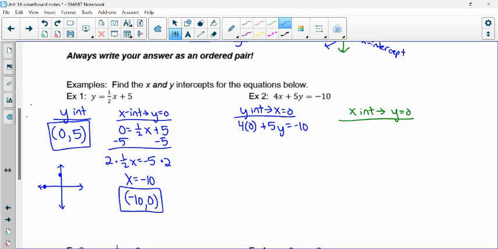4 times 0 is 0. So we get 5y equals -10. And then we divide by 5. So we get y equals -2. Again, that must be written as an ordered pair. We said that the y was -2, so that's our second point in the ordered pair. What x value did we put in there? 0.